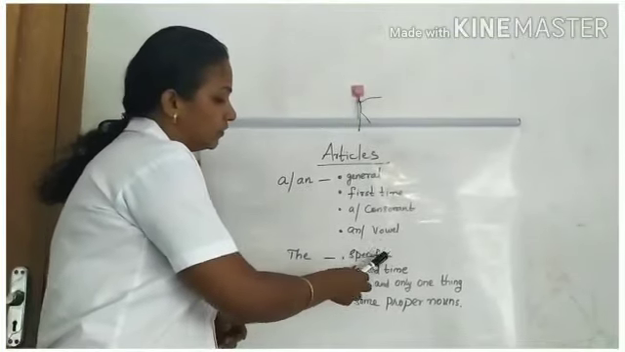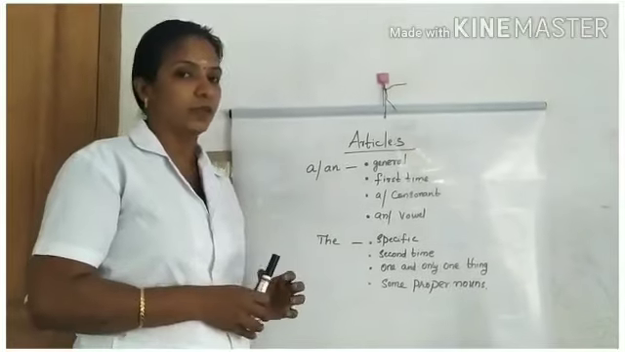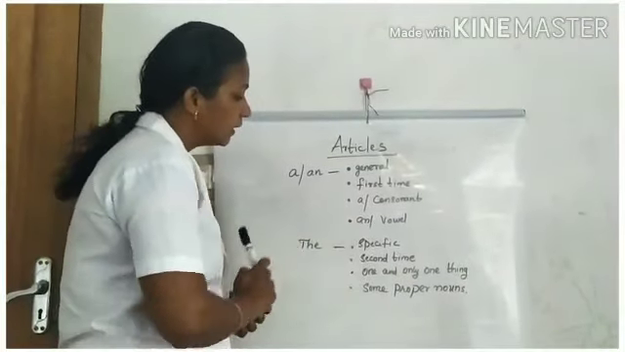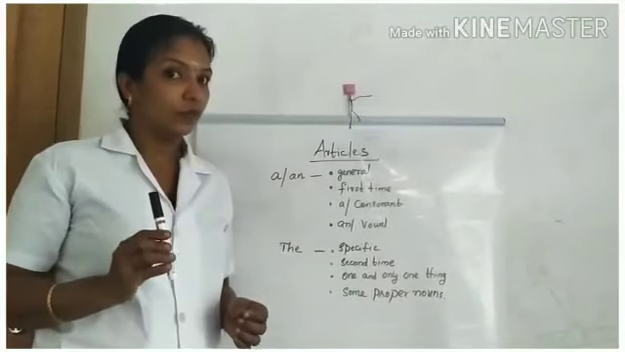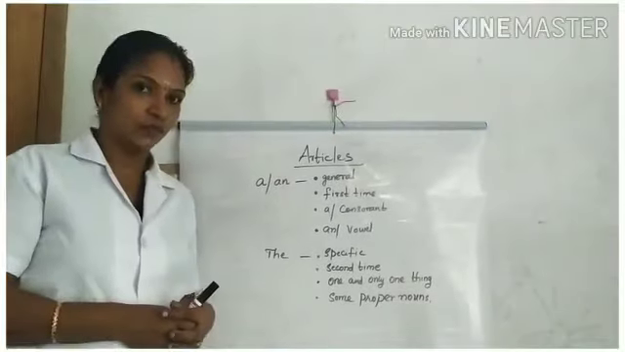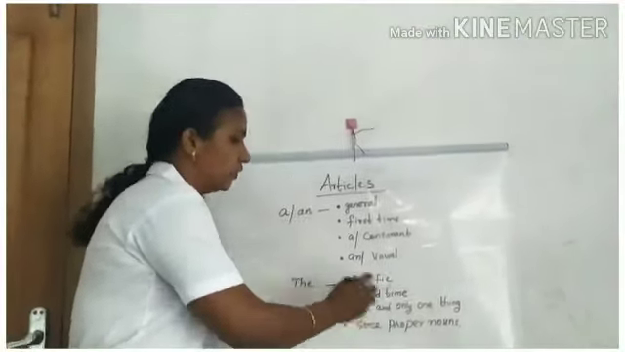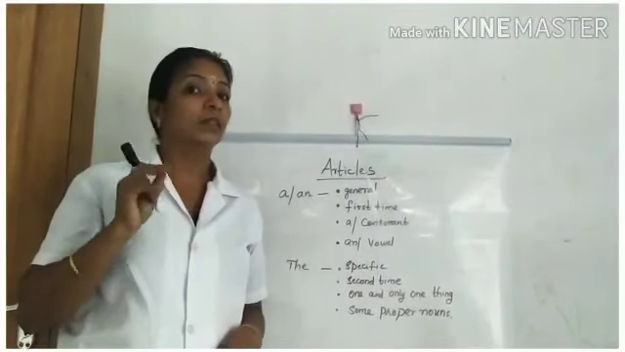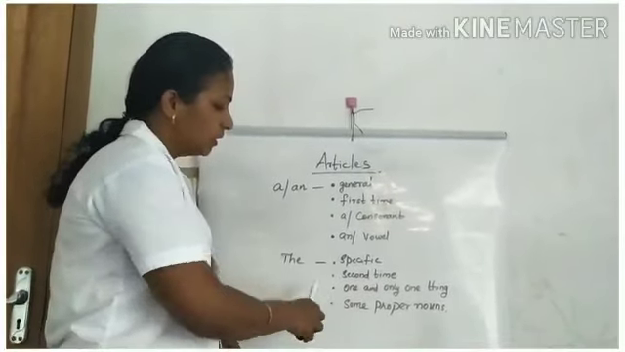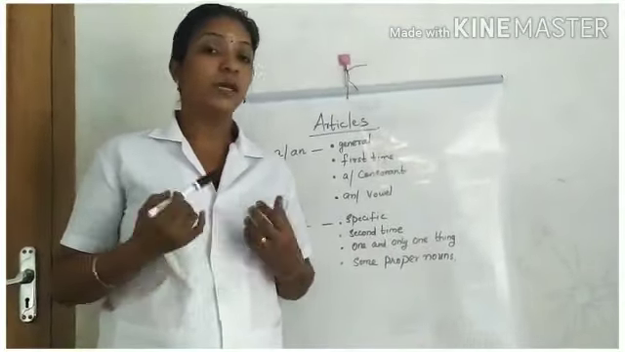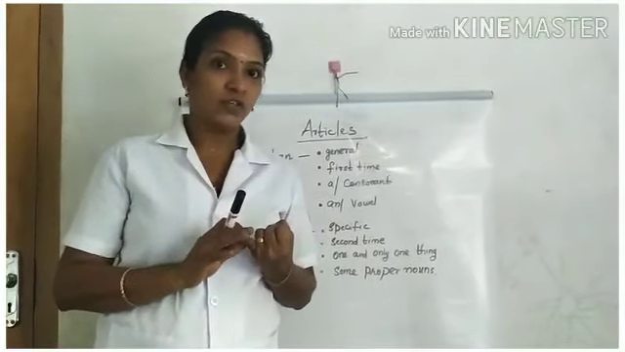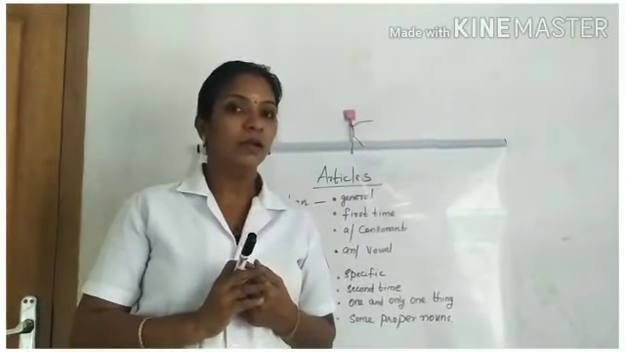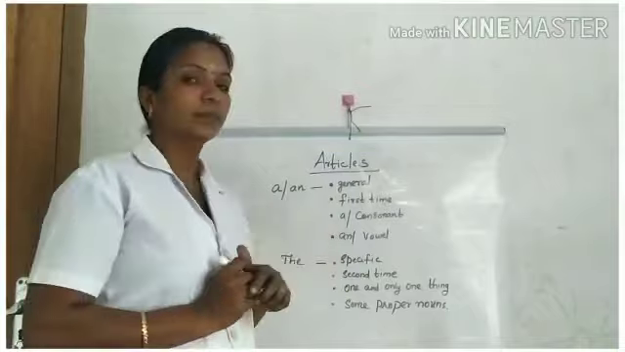The is used before a specific noun. If it is specific, the listener understands who the speaker is talking about. Second, if a noun is used for the second time, the is used. Third one, the is used before one and only one thing. What is the example for that? Yes, the sun, the moon. Last one, the is used before some proper nouns, which may be mountain ranges, rivers, oceans, etc. The Indian Ocean, the Himalayas, the river Ganga. So, these are the articles.